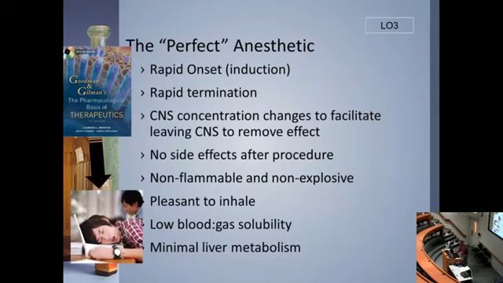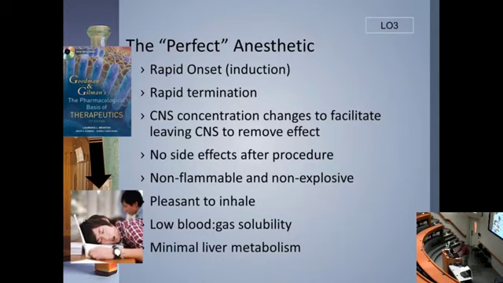The perfect anesthetic would have CNS concentrations that would facilitate leaving the CNS to remove the effect. You don't want any residual drug lying around in the CNS compartment, because that's going to reduce CNS activity after the surgical procedure. We'd like to see no side effects after the procedure. And of course, we don't want it flammable and we don't want it explosive.